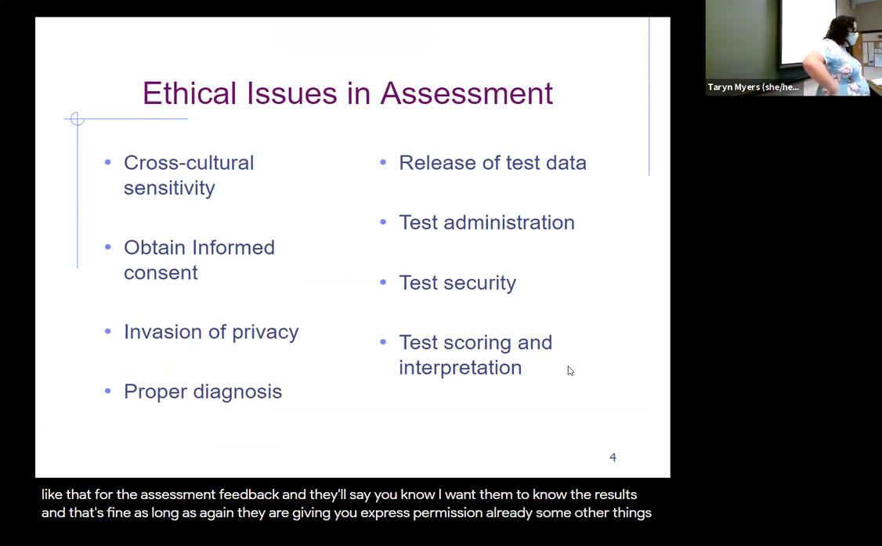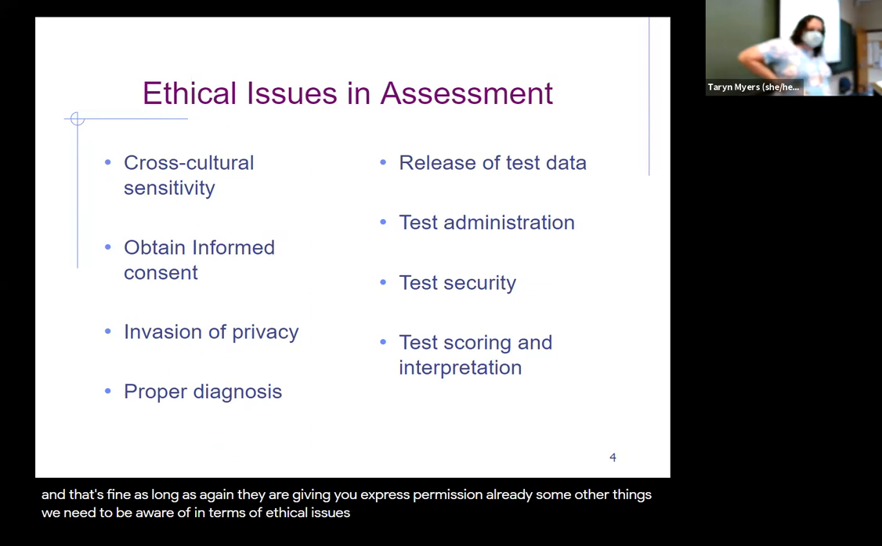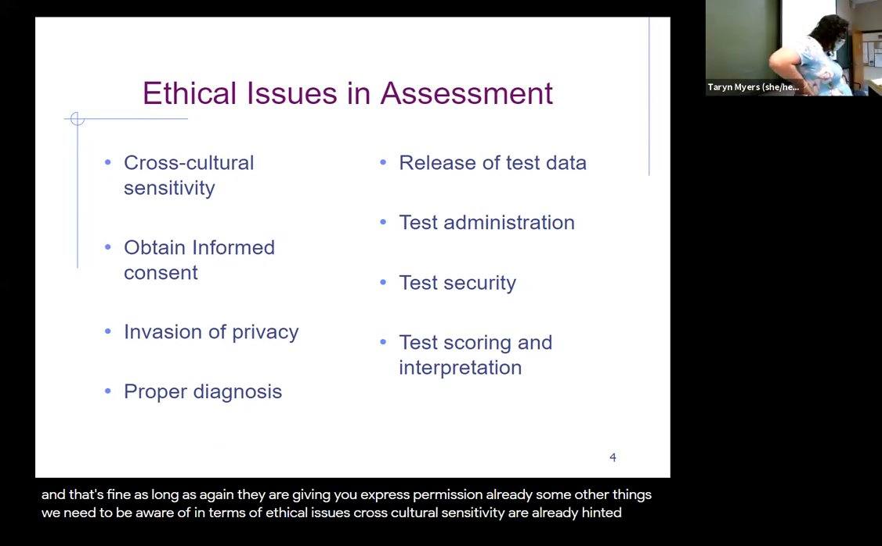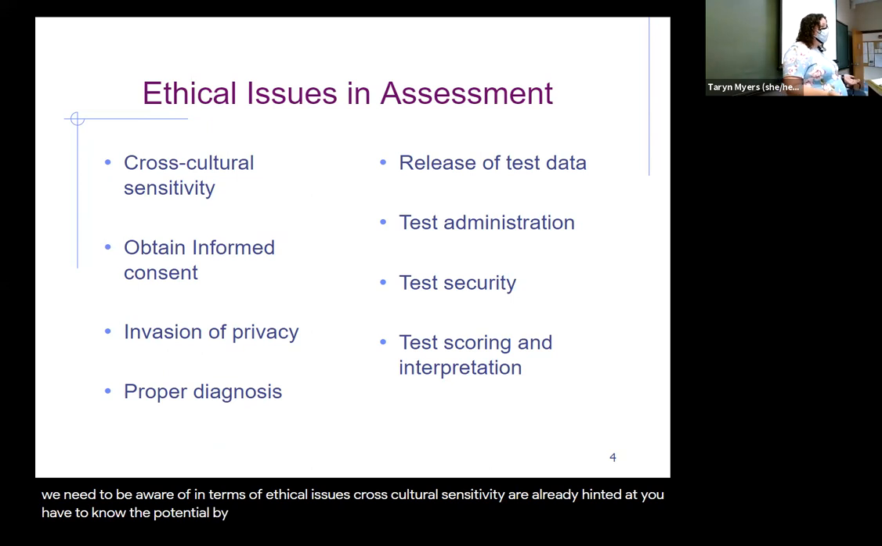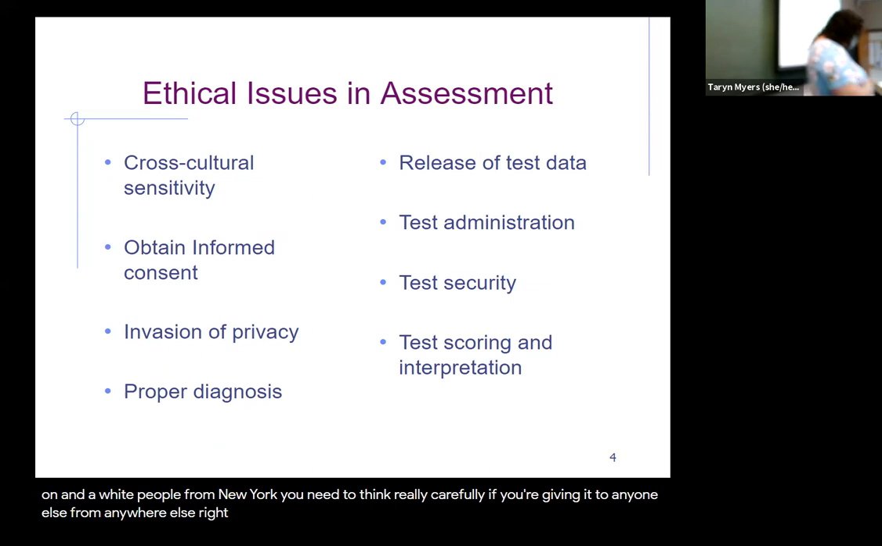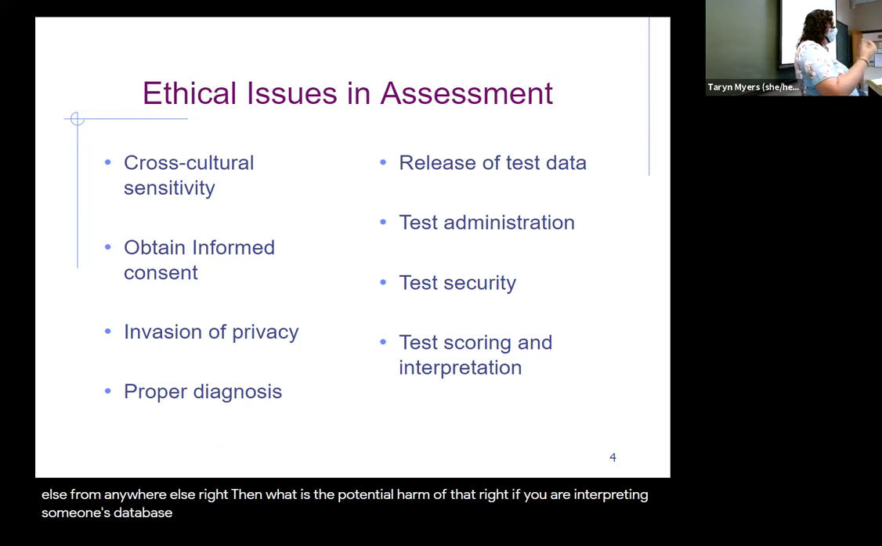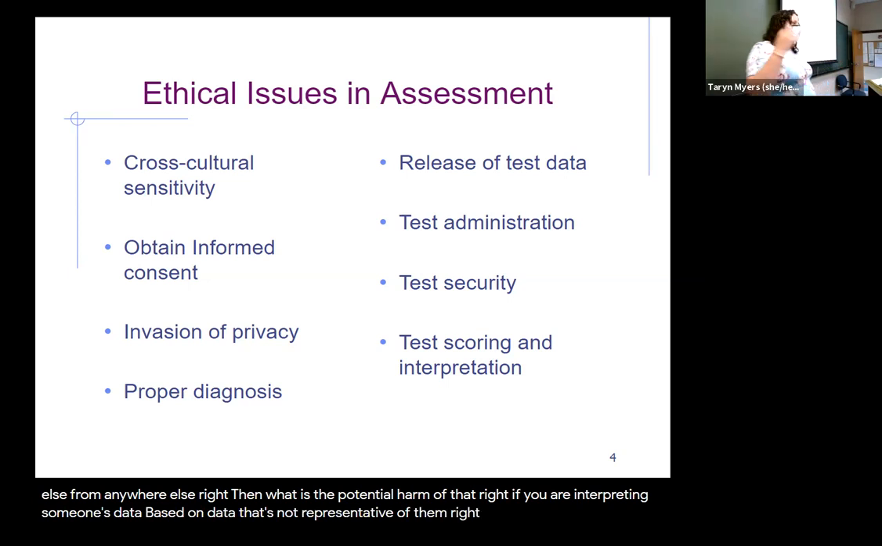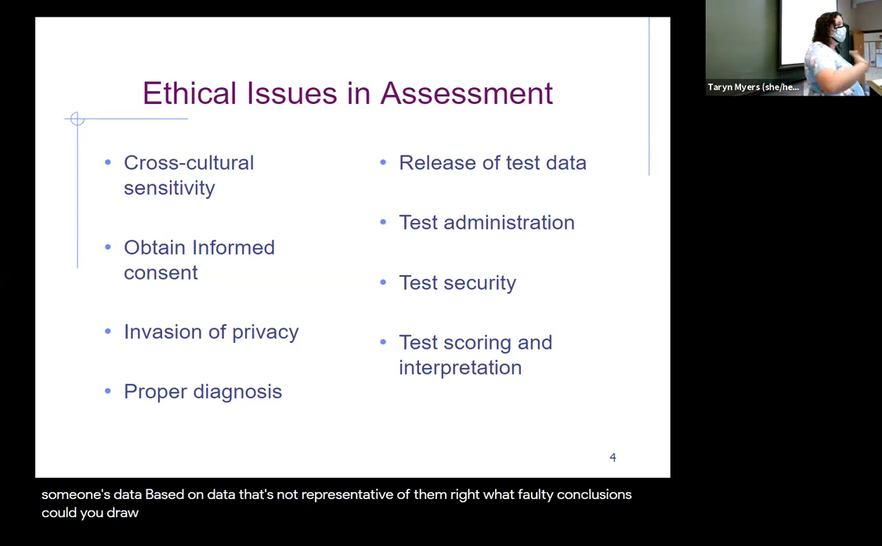Some other things we need to be aware of in terms of ethical issues: cross-cultural sensitivity, which I already hinted at. You have to know the potential biases of these instruments. You know, if something was created only on white people from New York, right, you need to think really carefully if you're giving it to anyone else from anywhere else, right? And what is the potential harm of that, right? If you are interpreting someone's data based on data that's not representative of them, what faulty conclusions could you draw that might negatively affect their life?